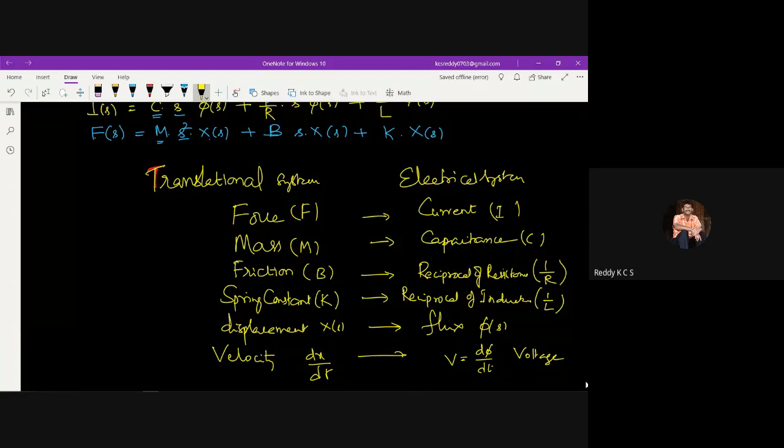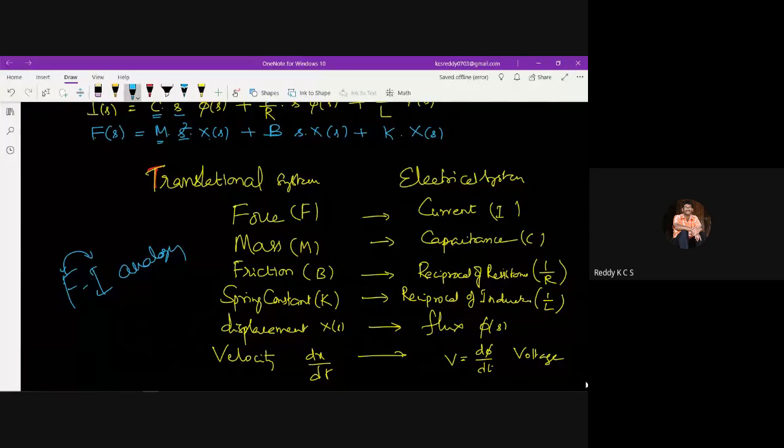So now these elements which are studied, this is about the FI analogy. This is about the FI analogy. It means the force is equivalent to current, whereas force is equivalent to voltage in the FV analogy. So there we use the Kirchhoff voltage law. Here I use the Kirchhoff current law. So both are different, and I am using Kirchhoff voltage law and Kirchhoff current law for these two kinds of analogies.